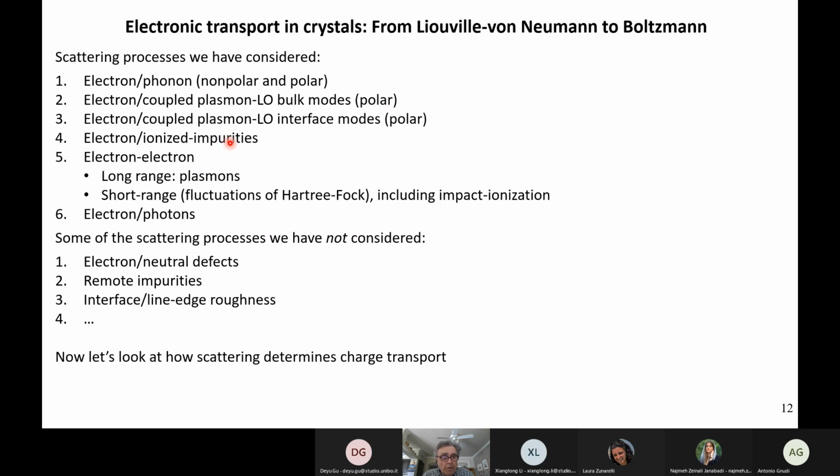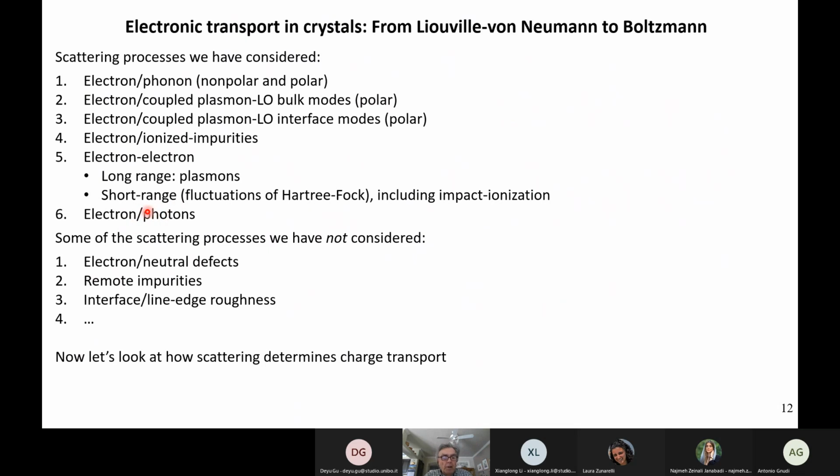We've looked at scattering with ionized impurities, electron-electron interactions, the long-range interaction, plasmons, and we talked about band gap narrowing as well, and short range. So just electron-electron interactions, which are viewed as fluctuations, short-range fluctuations of the mean field Hartree-Fock potential. And we'll look in particular what happens also when you have an electron in a conduction band interact with an electron in a valence band at sufficiently large energies of the primary electrons, exciting it across the gap, so impact ionization.